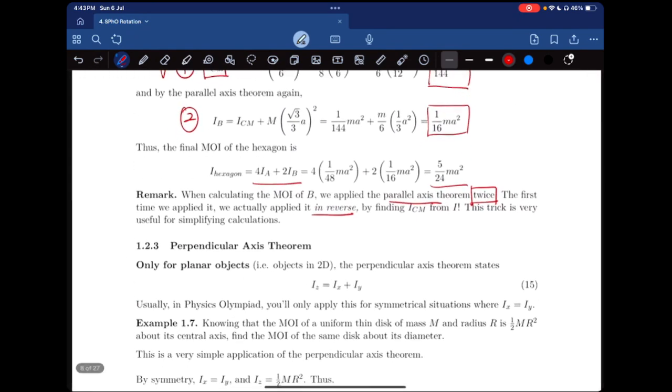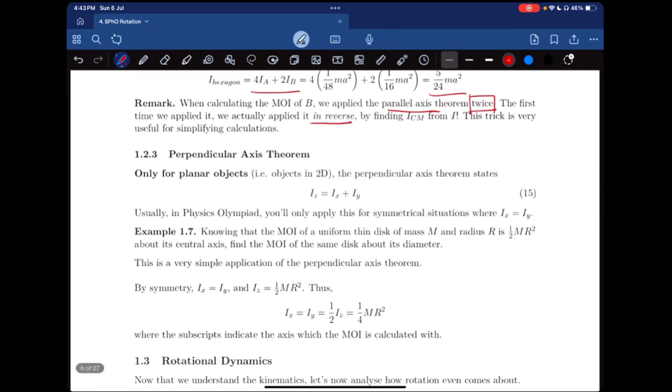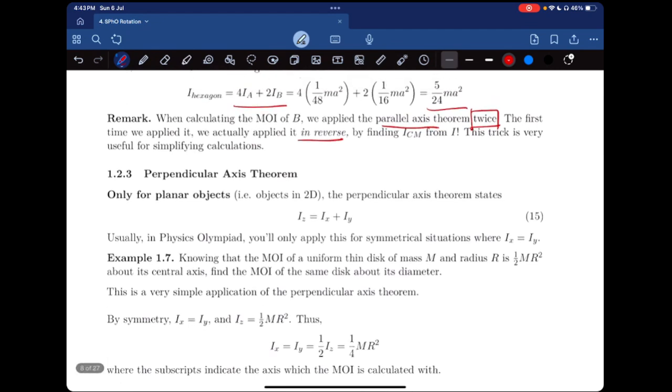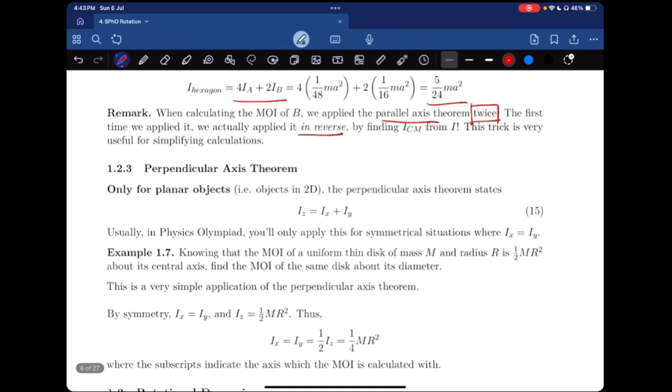Okay, so that's for the parallel axis theorem. Another theorem we have is the perpendicular axis theorem. This only holds for planar objects, or what we sometimes call pancake objects, which means objects in 2D only. You can write this relation for these objects, relating the MOI through the z-axis and the MOI through the x and y axes.